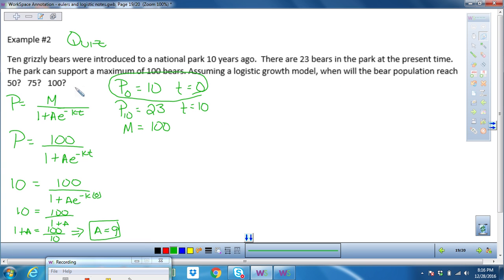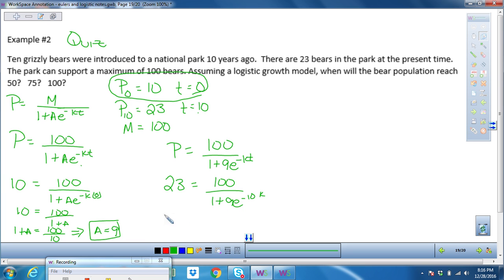So now I have to find K. I'm going to use this equation again. This time I know A, and I'm going to find K. So I have P is equal to 100 over 1 plus 9 e to the negative kt. Alrighty? Solving for K, I'm going to use the second information that I was given, that the population is 23, and T is 10. Okay? So again, this is just algebra. I'm going to do this quickly.